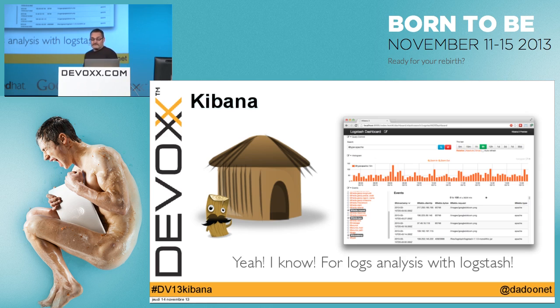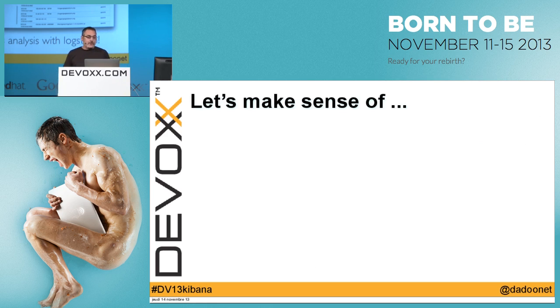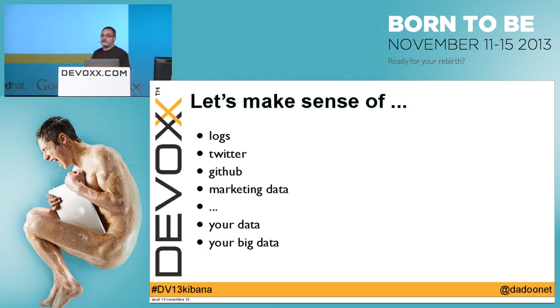So it's a generic UI, so you can make sense of whatever data you have. You can make sense of logs, of course, of Twitter. There is a demo running right now. I will show you at the end of the talk the link for that, for Devoxx. You can make sense of GitHub, you can make sense of your marketing data, you can make sense of your data.